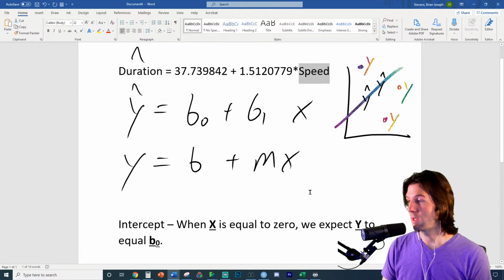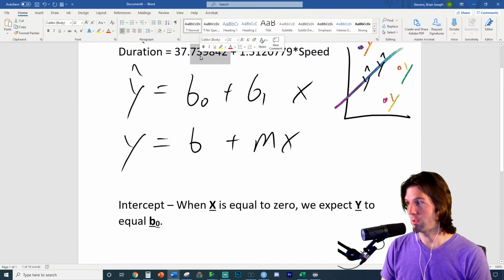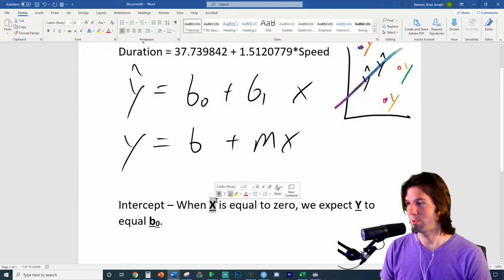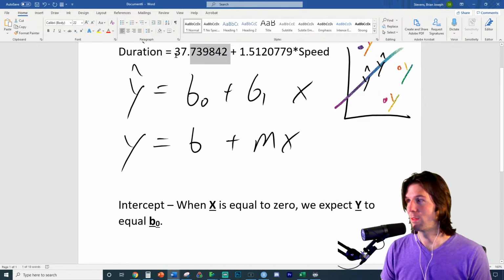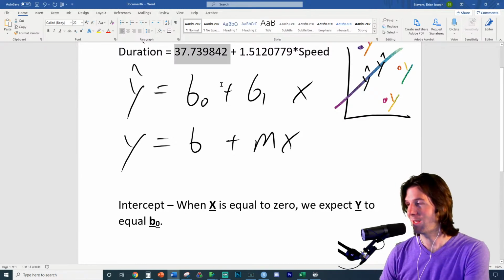And then you have to just take the values up here: when the speed of a roller coaster is equal to 0, we expect the duration in minutes to be equal to, and the duration's right here, and I said in minutes because that's the units of the problem. We expect, so I didn't say when the speed of the roller coaster in miles per hour is equal to 0, we expect the duration of the roller coaster in minutes to be equal to 37.74. Now, what's illogical about this?